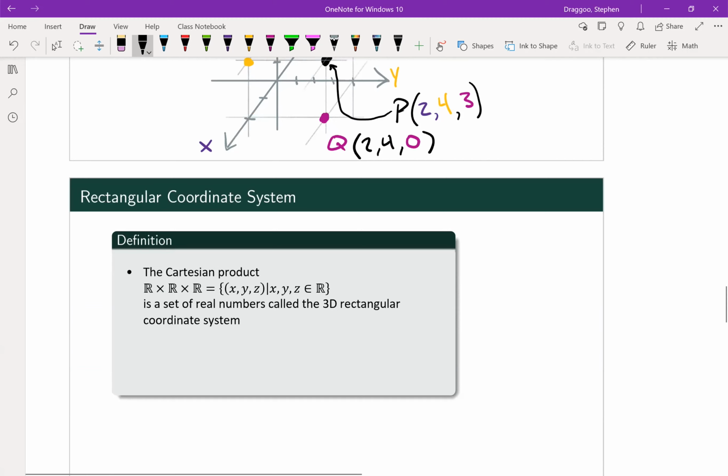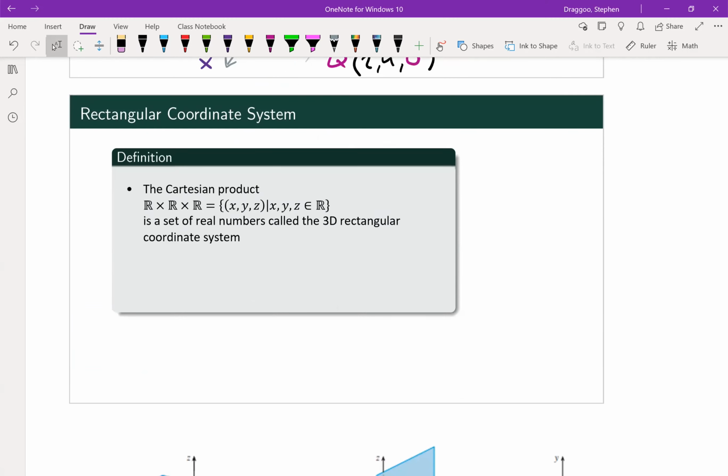Okay, and one of the last things we'll say is a definition. The Cartesian product of a real number crossed with a real number crossed with a real number gives us the triple point (x, y, z) for x, y, and z all being real numbers. So x, y, and z are all contained in the real number set. This is a set of real numbers that we're going to call the 3D rectangular coordinate system, the three-dimensional rectangular coordinate system. So it's basically just saying, we had our old x and y plane, and now we've added a third coordinate, z, to it.